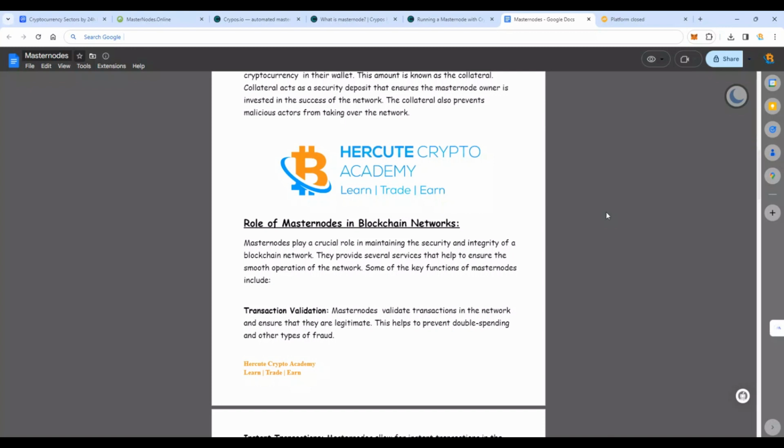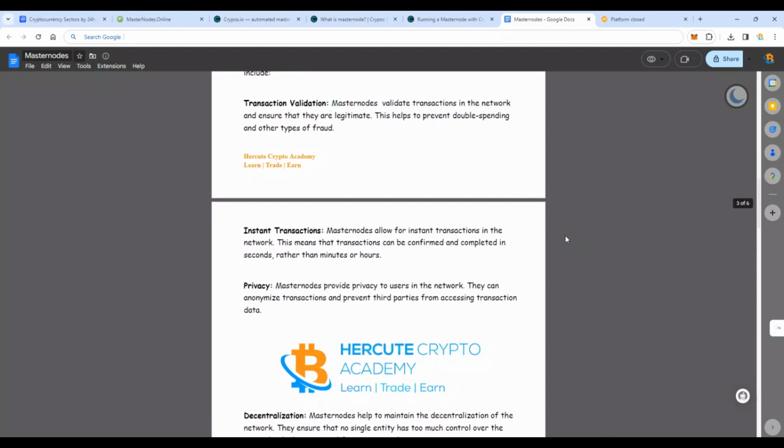So we have staking as the large ecosystem, and then we have different ways that people can earn money through staking. We could call masternodes one of the biggest branches in staking, okay? Masternodes validate transactions in the network and ensure that they are legitimate. This helps to prevent double spending and other types of fraud. That is self-explanatory.